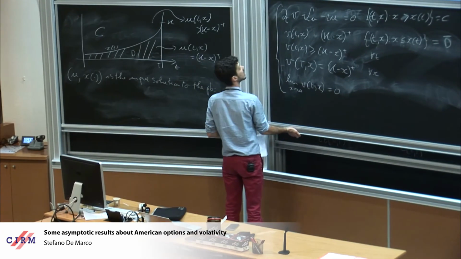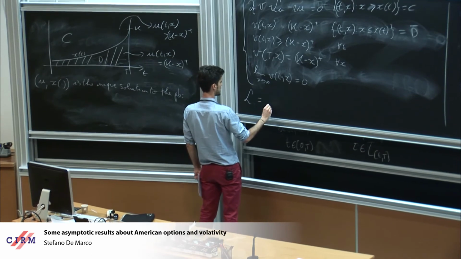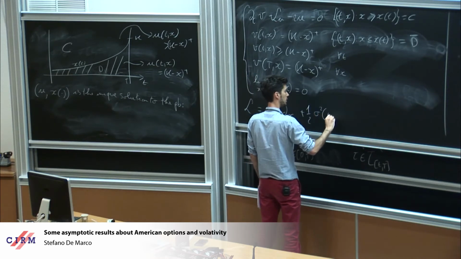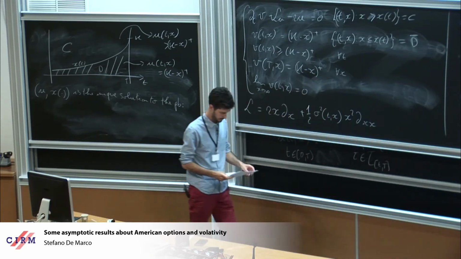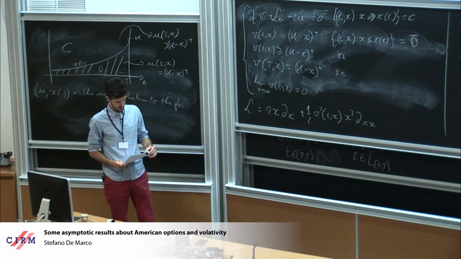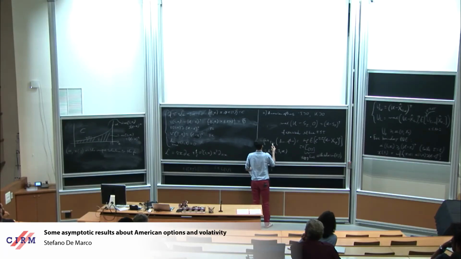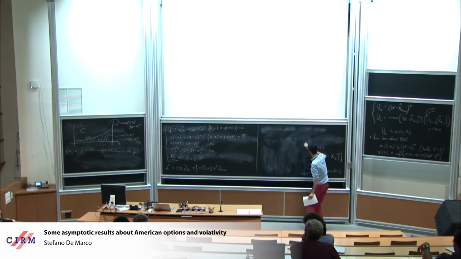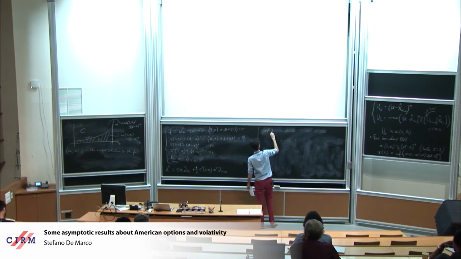By the way, L, you already imagined that, is the infinitesimal generator of the process X, so this will be r x times the first derivative, plus 1/2 the second order term. So this x, the boundary between these two regions, is what we call the exercise boundary of the American option.